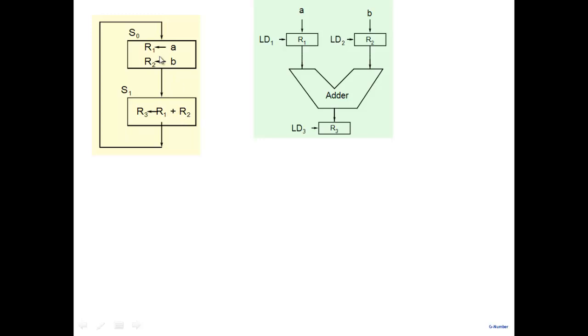So let's look at a very simple case here. A is transferred to R1, B is transferred to R2, R3 is R1 plus R2, two states back and forth. We agree that this can be done by a data path like this, right? R1, R2, adder goes to R3, right? Very simple data path to execute this particular one.